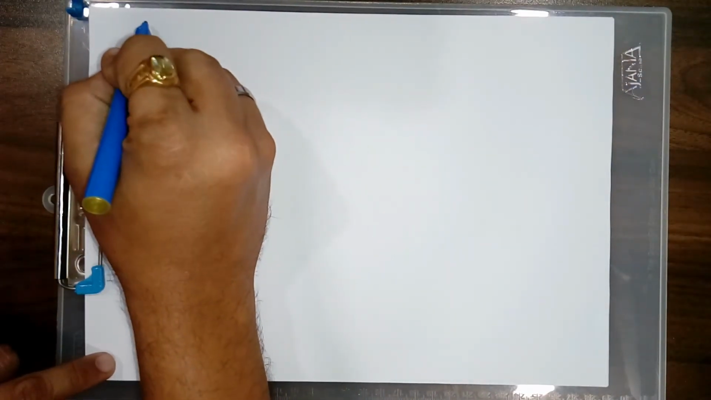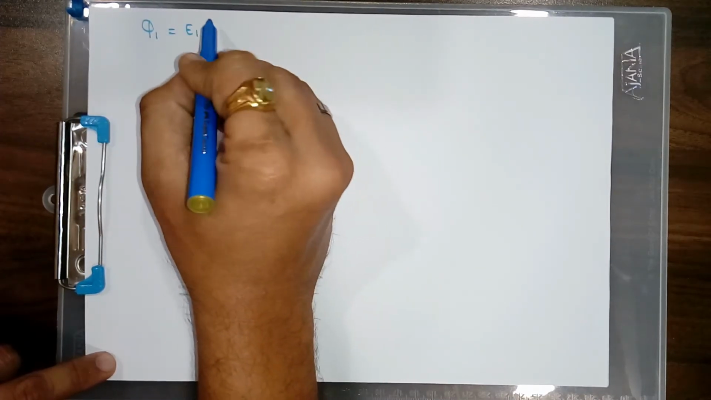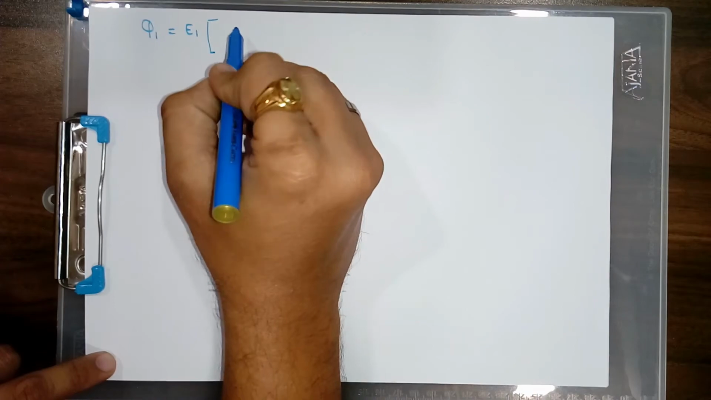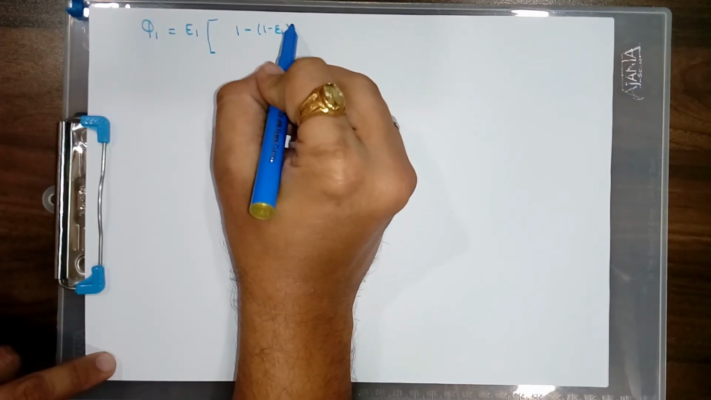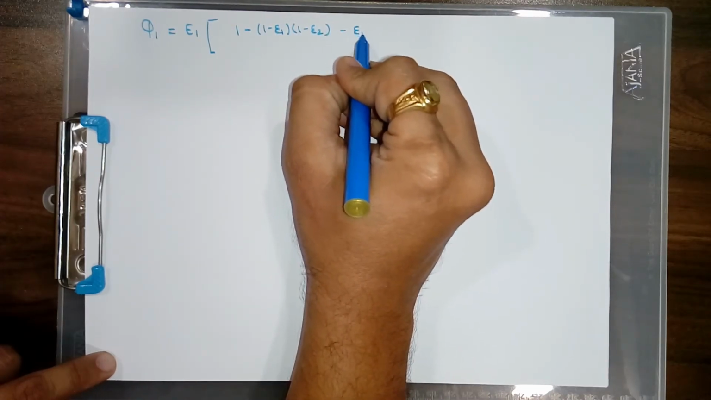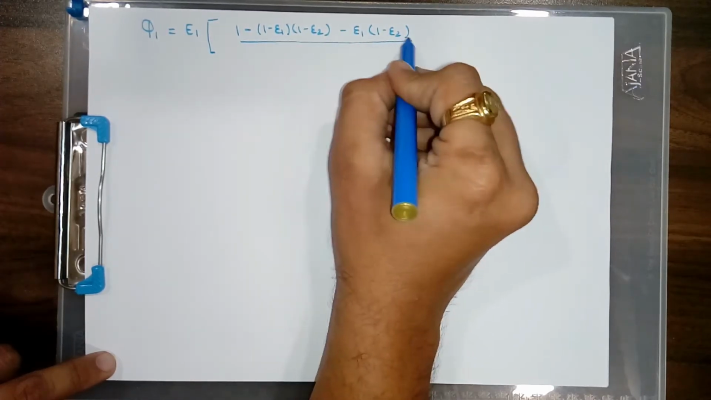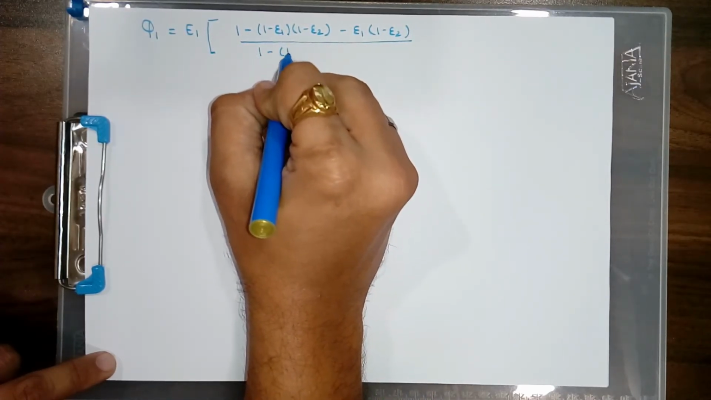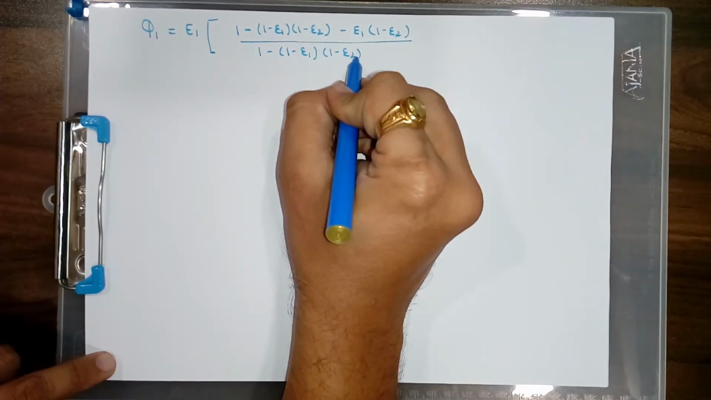Now the value of Q1 becomes E1 in the bracket 1 minus (1 − ε1)(1 − ε2) minus (1 − ε1)(1 − ε2). The whole is divided by 1 minus, in the bracket, (1 − ε1)(1 − ε2).